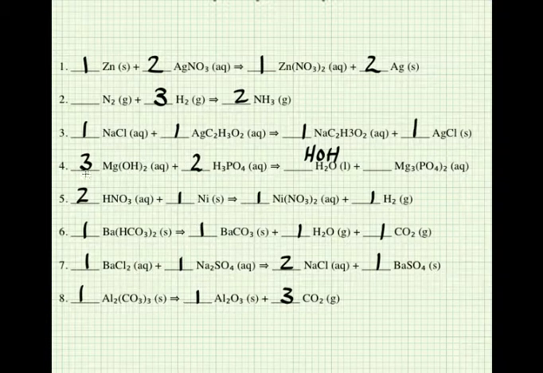How many hydroxides am I going to need? Well, remember you have to multiply the coefficient by the subscript. So I need 6 hydroxides and I need 6 hydrogens. Well, if I put a 6 in front of this, I'm going to have 6 hydrogens and I'm going to have 6 hydroxides. And now I'm balanced.